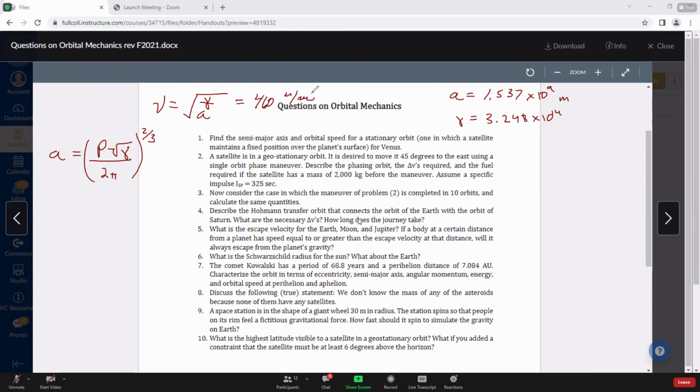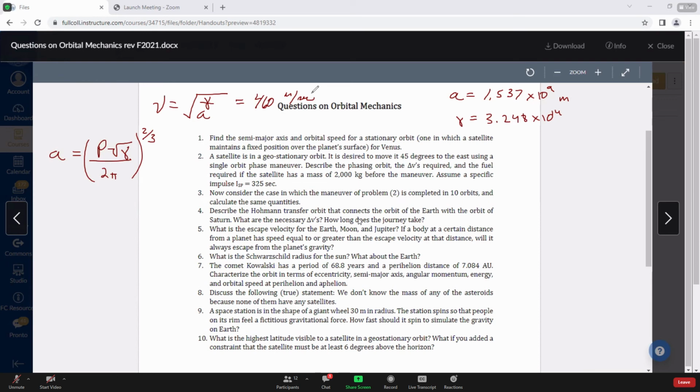So it's moving very, very slowly out there at that distance. What is the orbital radius of Venus? About 1 times 10 to the 11. So this is about 1% of its orbital radius. So it's way, way out there.